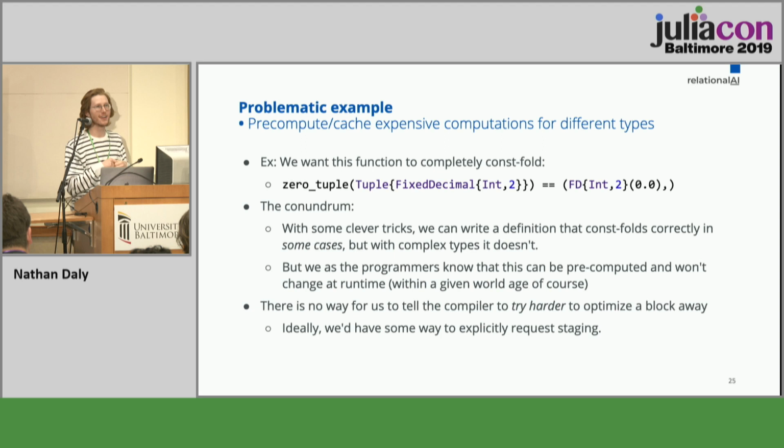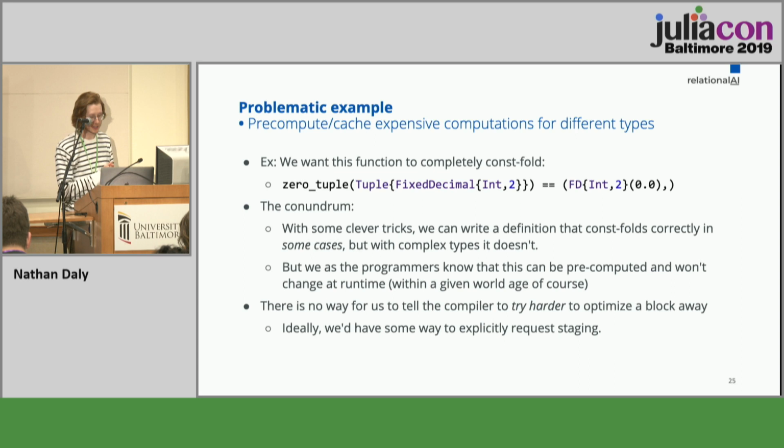There's no way that the zero value can change based on any runtime situation, except, I forgot to put my computer on do not disturb. It's fine. Except, of course, for actually changing the methods. Within a given world age, there's no way that the value can change. That's the point here.